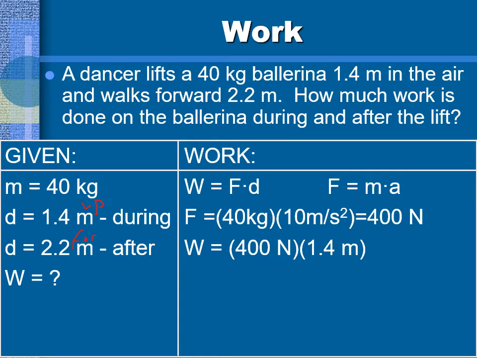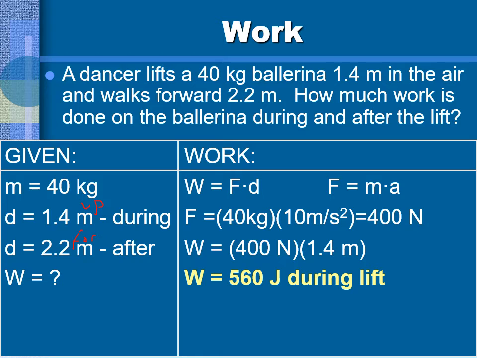So we can say the work is 400 newtons multiplied by 1.4 meters up, right? Because the weight is going down, so the dancer has to push the ballerina up with 400 newtons of force, and she moves up 1.4 meters. So that gives us a total work of 560 joules while lifting up.